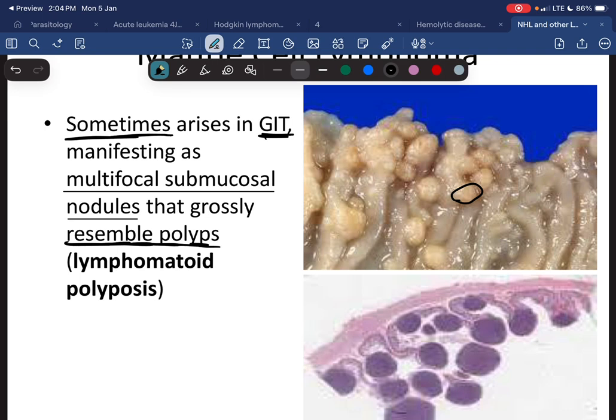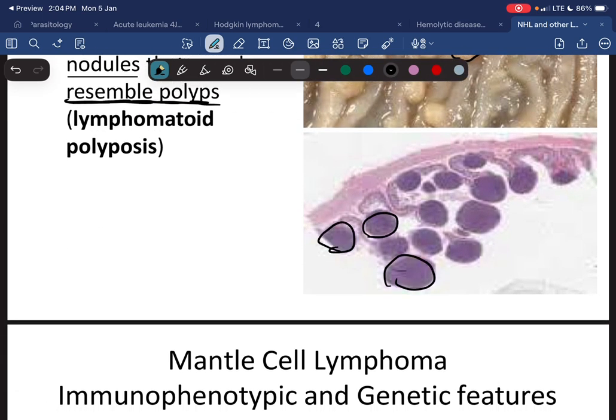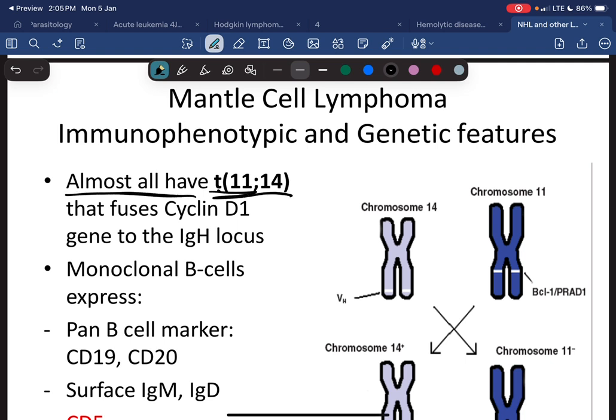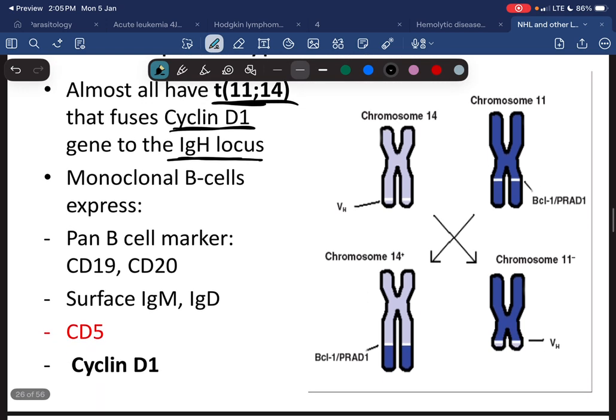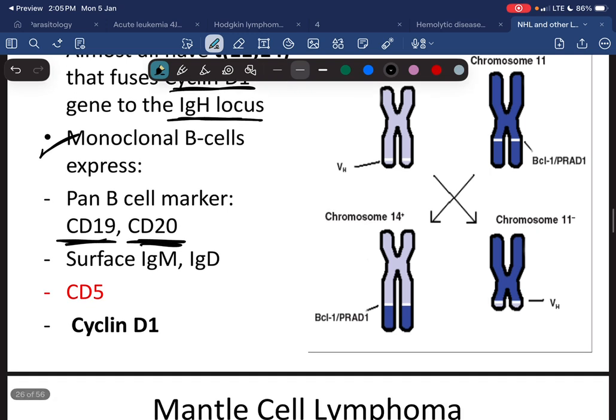Under the microscope, we will see what? Aggregates of abnormal B cells which, with immunophenotyping, will be expressing the mantle cell lymphoma markers. In mantle cell lymphoma, 100% of cases show translocation 11;14, fusing cyclin D1 to the IGH locus. The B cells express B-cell markers CD19, CD20, and CD5.